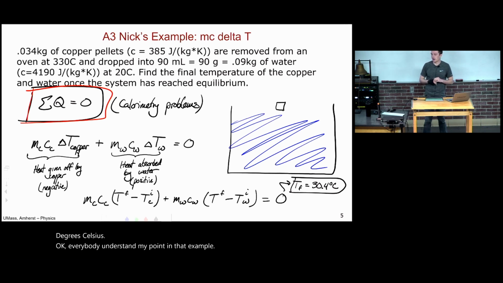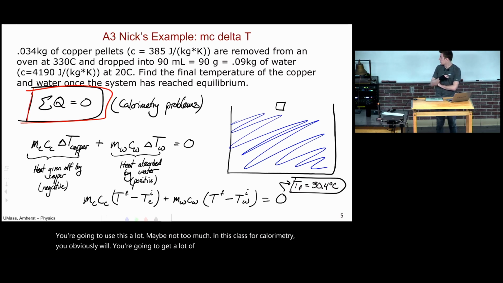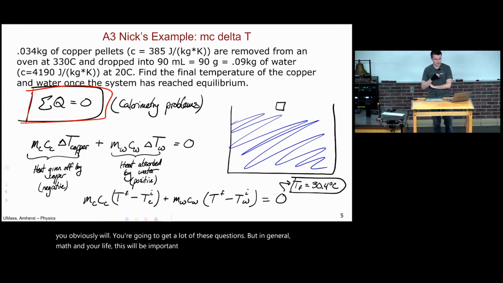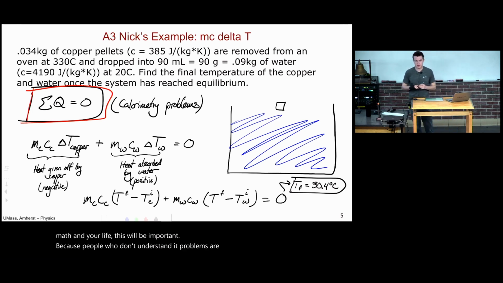You're going to use this a lot. Maybe not too much in this class. For calorimetry, you obviously will. You're going to get a lot of these questions, but in general math and your life, this will be important. Because people who don't understand it, problems are literally impossible to them that will be easy to you.